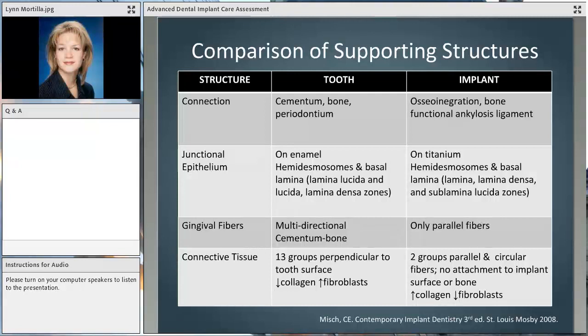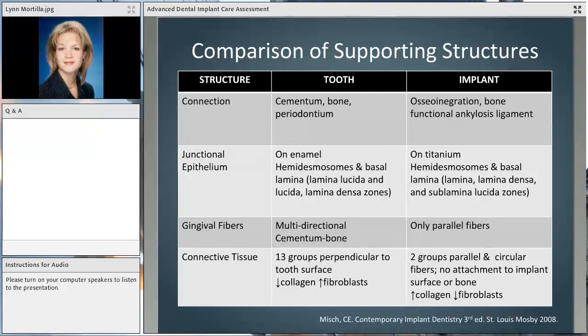We know that the junctional epithelium on an implant rests on titanium. And we know at this point, in 2013, we have no reliable, research-proven way to predictably get soft tissue, connective tissue, to grow into titanium. There is a lot of focus and research on this, because if we could get that right, an implant would be even closer to a natural tooth. But right now, that attachment is on a hemidesmosomal layer, so the cells are just very close to the titanium.